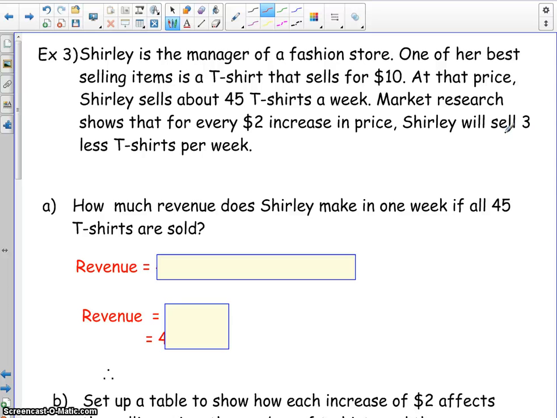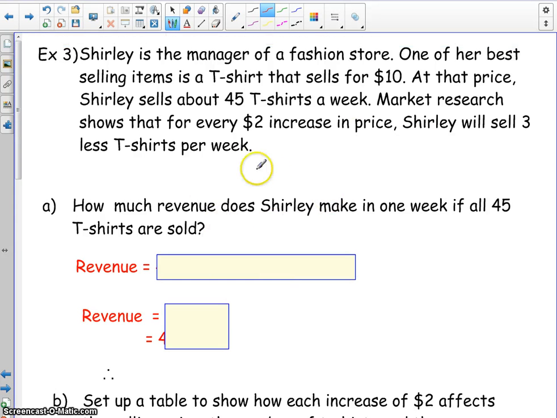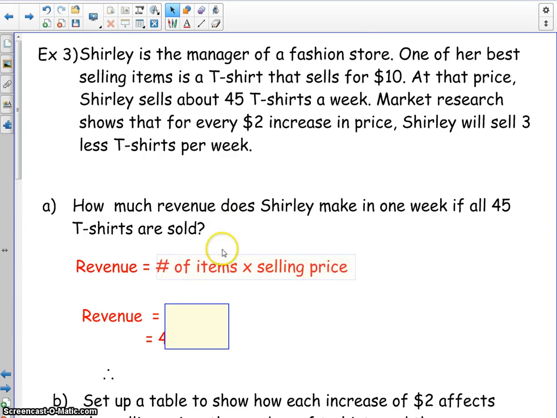Okay, so again, she'd want to change the price to try and earn more revenue, but again, there's going to be some sort of point where she's going to increase the price so much that nobody's going to buy the shirt. So she's trying to maximize her revenue. So before we get into how she can maximize her revenue, right now, if she sells those 45 t-shirts at $10, how much revenue does she take in? So one thing to remember about revenue, it is equal to the number of items sold times the price you're selling them for. So in this case, she's selling the 45 t-shirts for $10 each. So 45 shirts times $10 gives you revenue of $450.